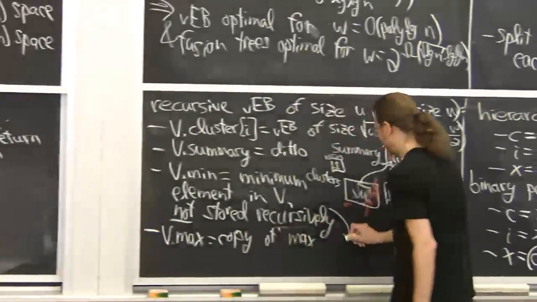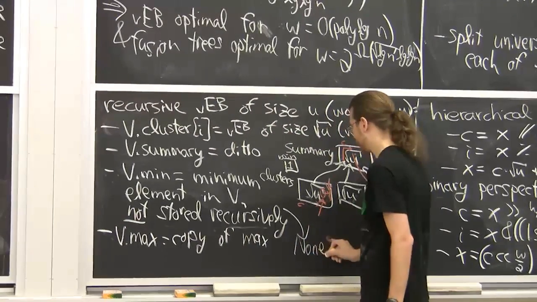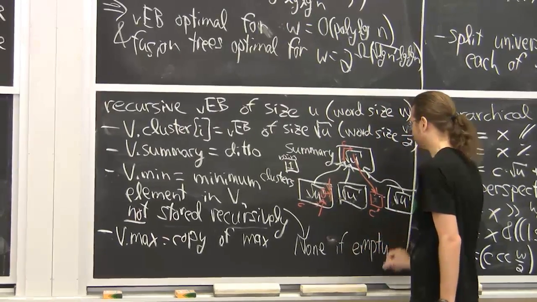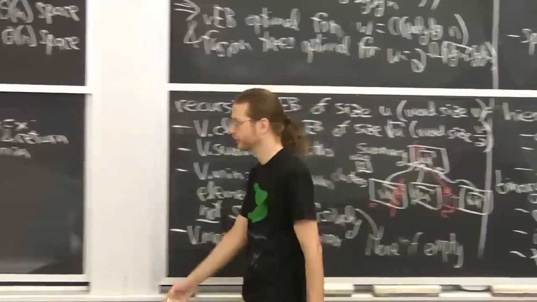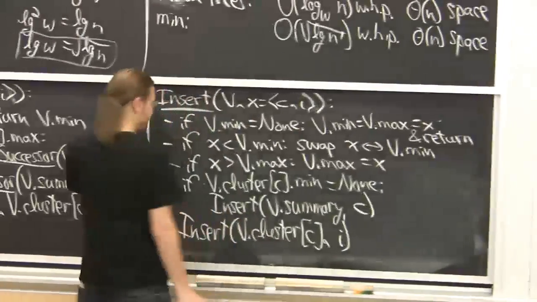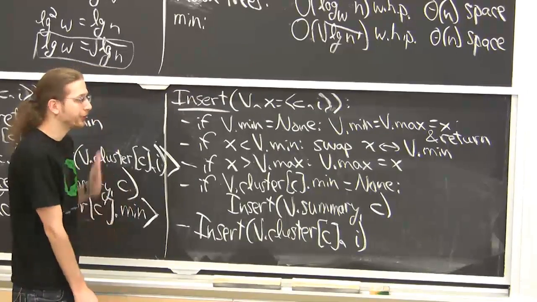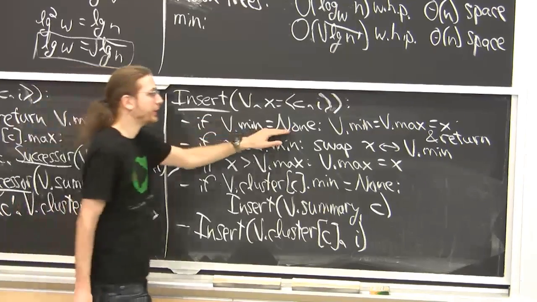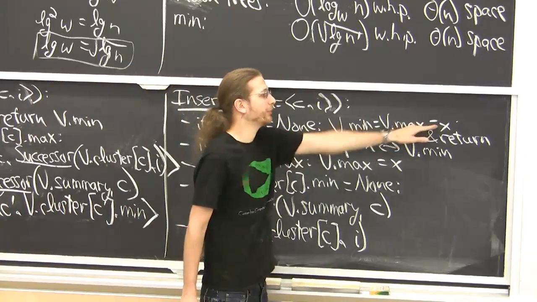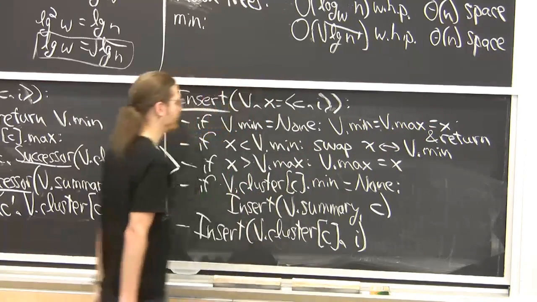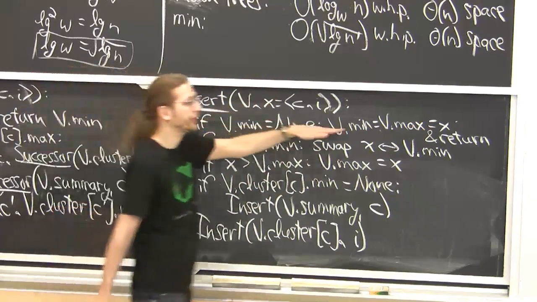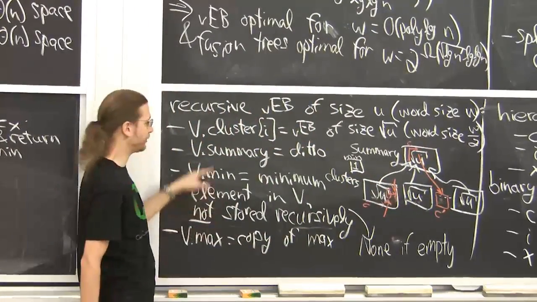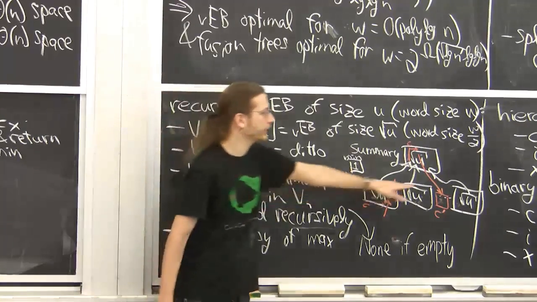And there's a special case, which I haven't mentioned yet. v.min will be this value none if the whole structure is empty. So this is the obvious way to tell whether a structure is empty: it has no min. Because if there are any items in there, there's going to be one in the min slot. So first thing we do is check, is our structure empty? If it's empty, the min and the max become the inserted item. We're done. So that's the easy case. We do not store it recursively in any of the clusters.